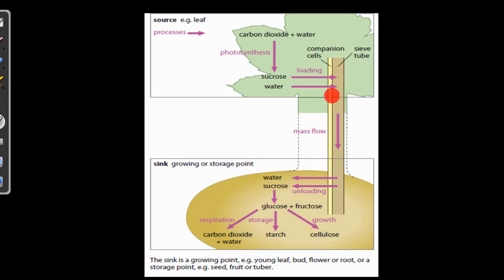Right here, the loading requires ATP. That loading is necessary to create the hydrostatic pressure difference, and because of that the mass flow is able to take place. So I hope now you are clear with translocation, active loading of the phloem and the mass flow. Active loading is very necessary to create the difference in pressure.